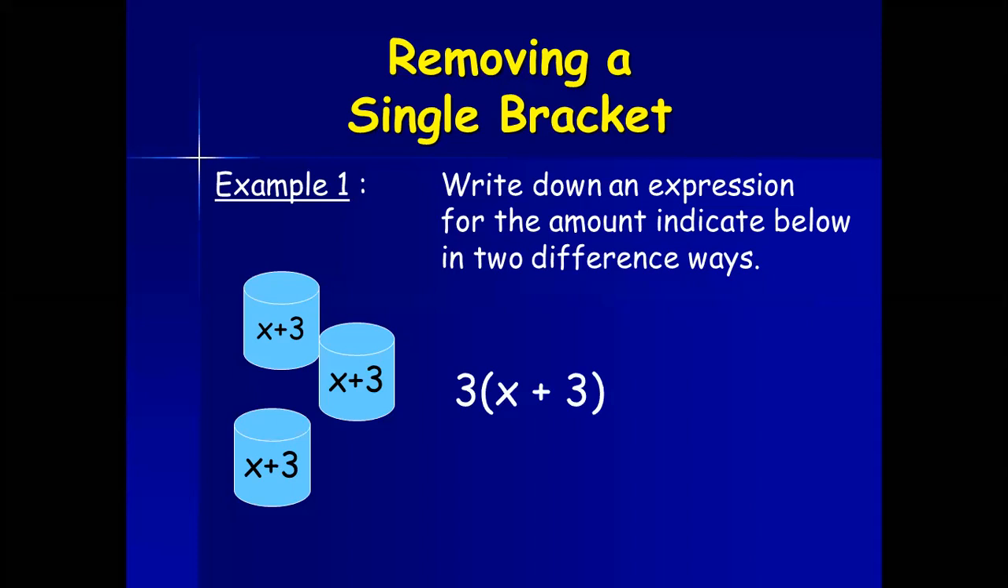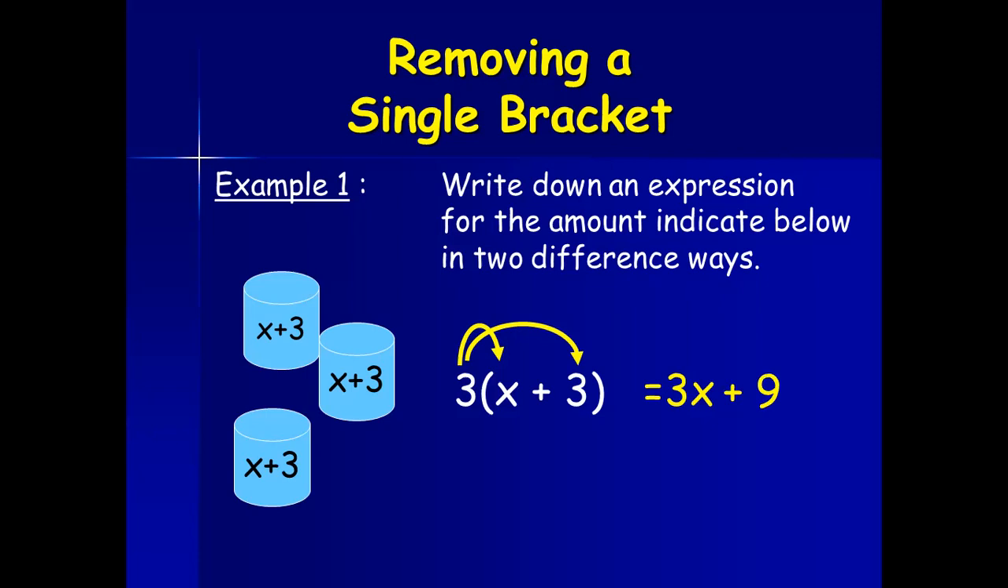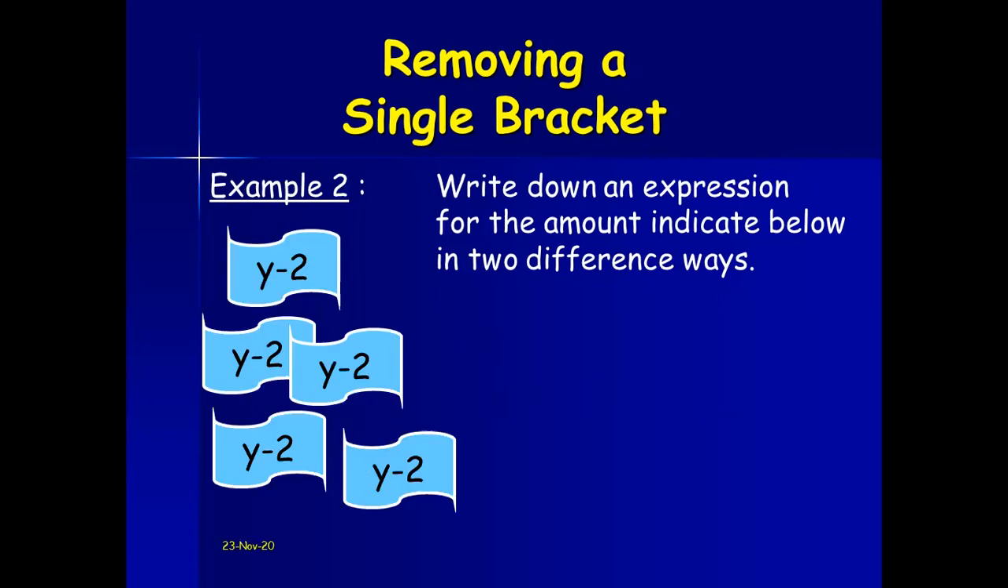I just multiply 3 times x, which will be 3x, and then I multiply 3 times 3. That will be 9. So to expand this bracket, it will be 3x plus 9. Okay, let's see another example.